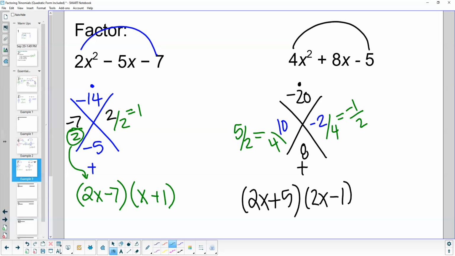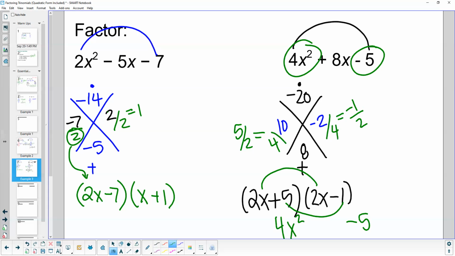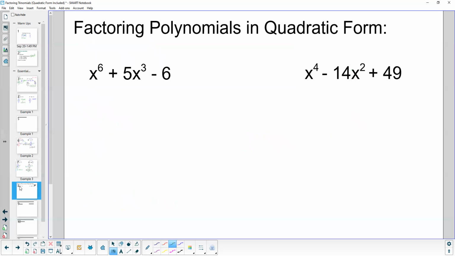Now, if you're like, oh, did I get that right? Don't forget that trick where you can do the first times the first to get a 4x squared, and the last times the last to get a -5. And because those numbers match up with what we had up above, we know that we've done that one correctly there. So that's how we can factor when there's those values in front.